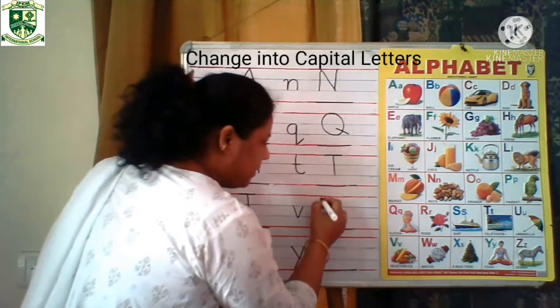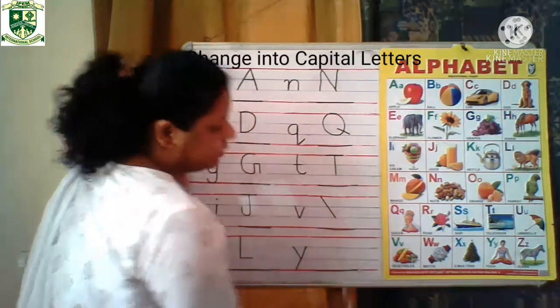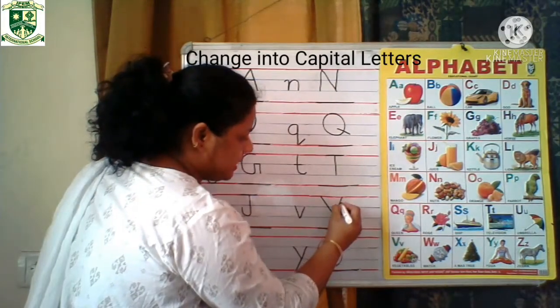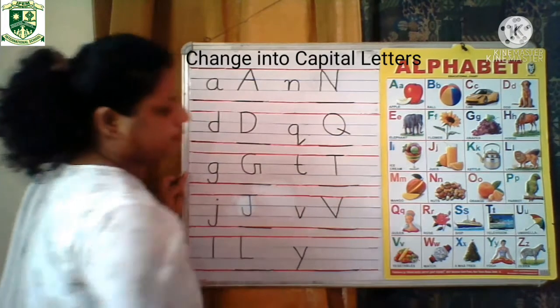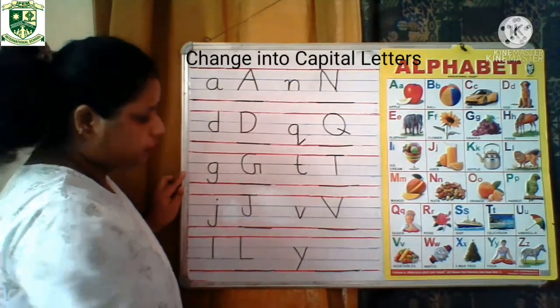Same way, but we'll make two slant lines from the red line to the second blue line, and then another slant line from the red line to the second blue line. This is how we'll make capital V.